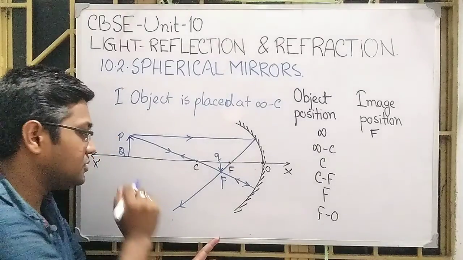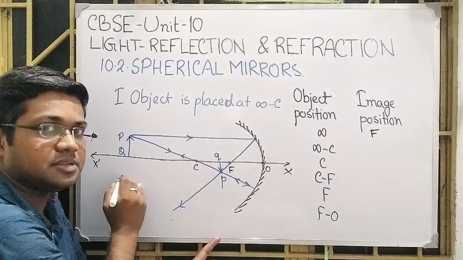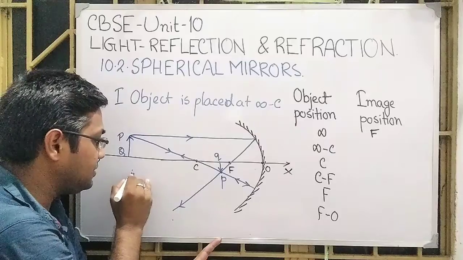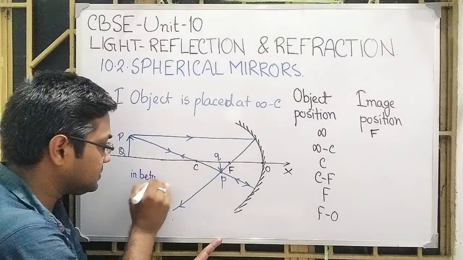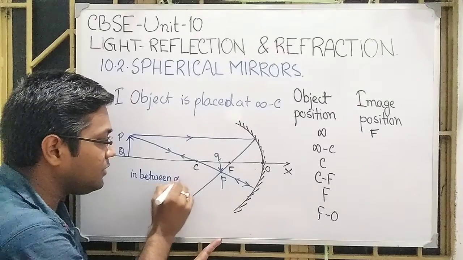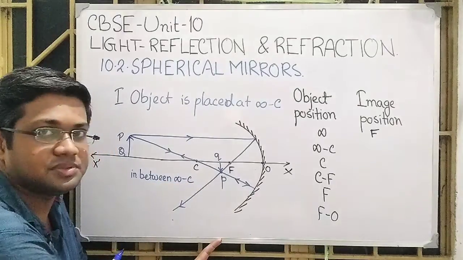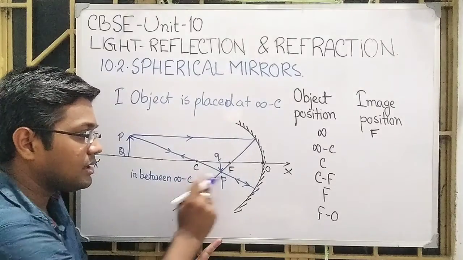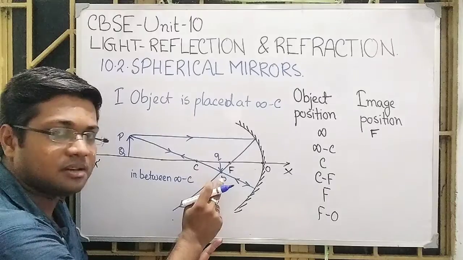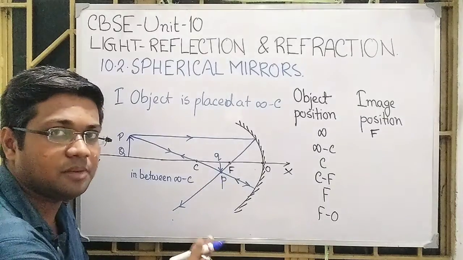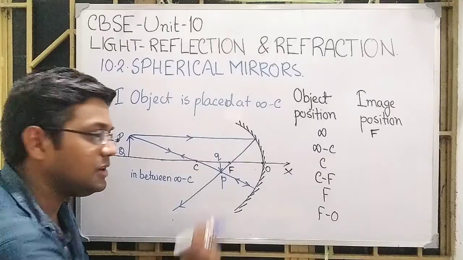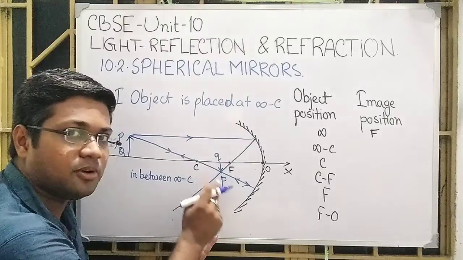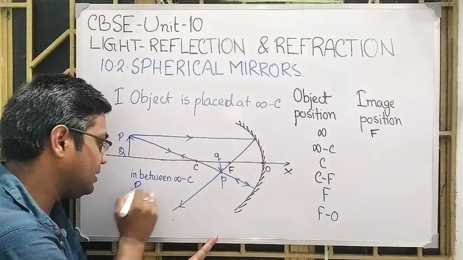Okay. So the first characteristic of the image, where the image is formed: the image is formed in between infinity and C. Second, here the image is obtained after the intersection of the reflected rays. The reflected rays intersect at this point small p. So this image that is formed here, it is real.